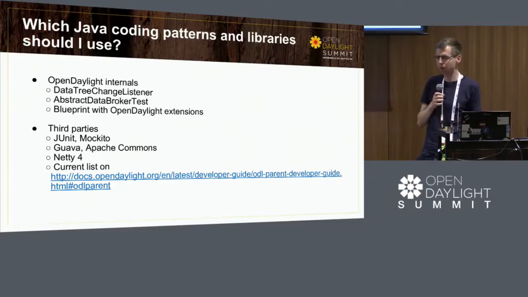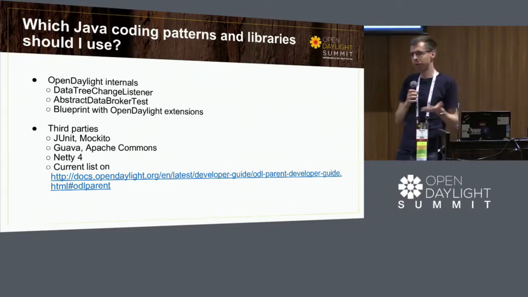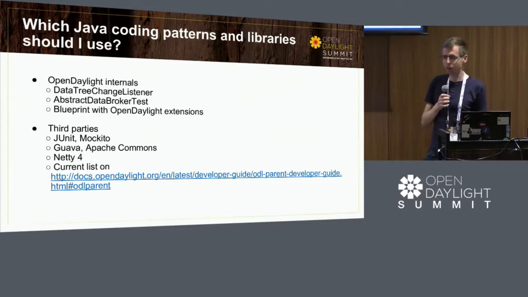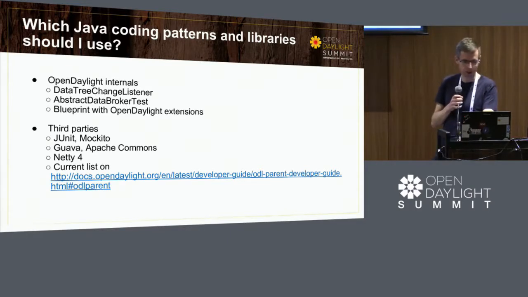So these are JUnit and Mockito for tests. You'll also find PowerMock, but I'd encourage you not to use PowerMock. Guava and Apache Commons for all the library kind of stuff, Netty4, and the current list is linked there, and that'll be updated as it changes.